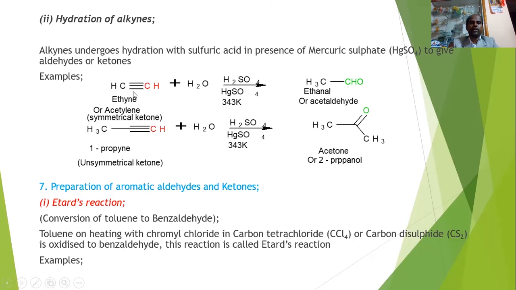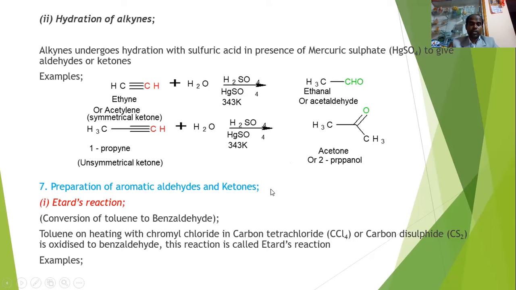This is ethyne. Ethyne subjected to sulfuric acid in the presence of mercuric sulfate gives ethanal, or acetaldehyde, as the product. So this is a symmetrical alkyne, so hydration can occur at this carbon or this carbon. But when it comes to an unsymmetrical one, the OH will attack this carbon only, not this carbon. That is the reason ketone is the product. So this is about the methods of preparation of aldehydes.